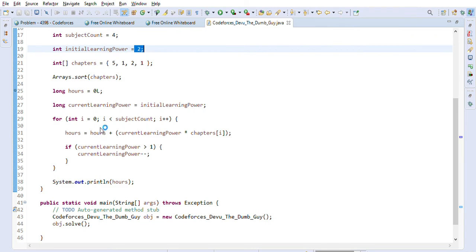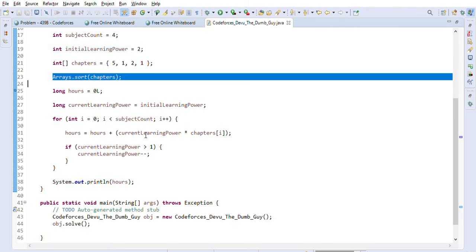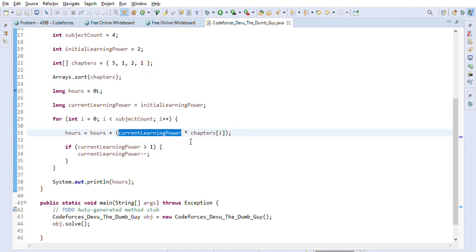So here we will start going through our sorted array of chapters, and we will multiply the current learning power with chapters[i], meaning the smallest chapter is this one, right? This is the smallest one because the array is sorted in ascending order, and we will keep adding into hours.